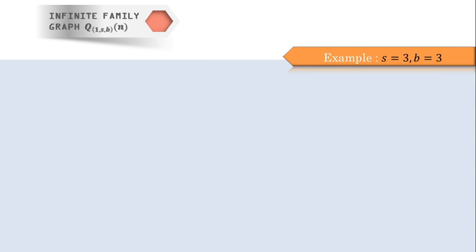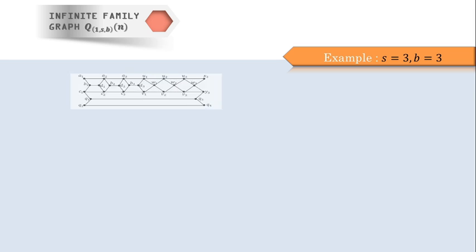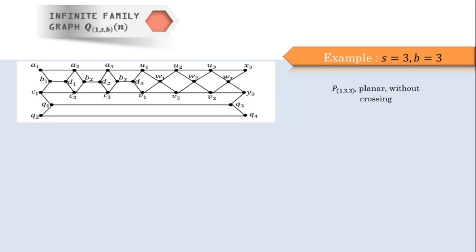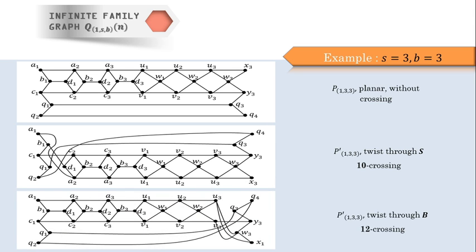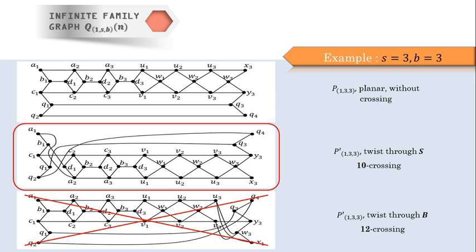For example, we define S equal 3 and B equal 3, thus forming a tile P in linear fashion. The tile P is planar, without crossing. To get crossing, the order of R in tile P must be reversed. If the twist is through the tile S, the tile has 10 crossings critical, while if the twist is through the tile B, the tile has 12 crossings critical. Therefore, according to the rules of the tile crossing number, the smallest number of crossings is used, which is the twist through the tile S.